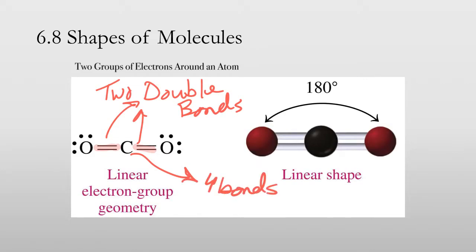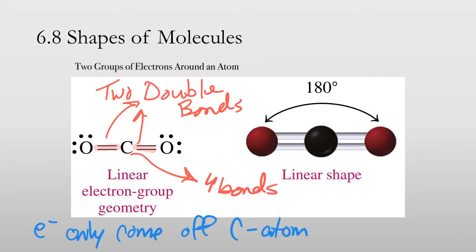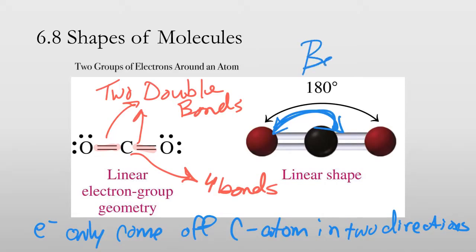So that's good. But it only has, and this is the key, it only has electrons coming off in 2 directions. So those 2 directions have to be as far away from each other as possible, which is 180 degrees. So you see this bond angle there is 180 degrees.